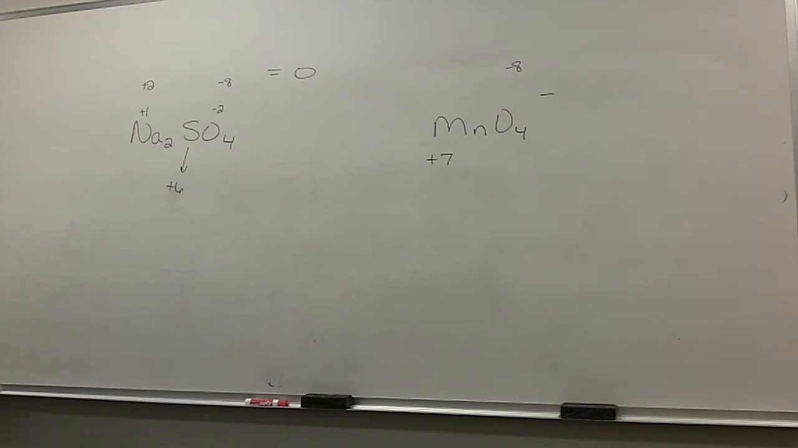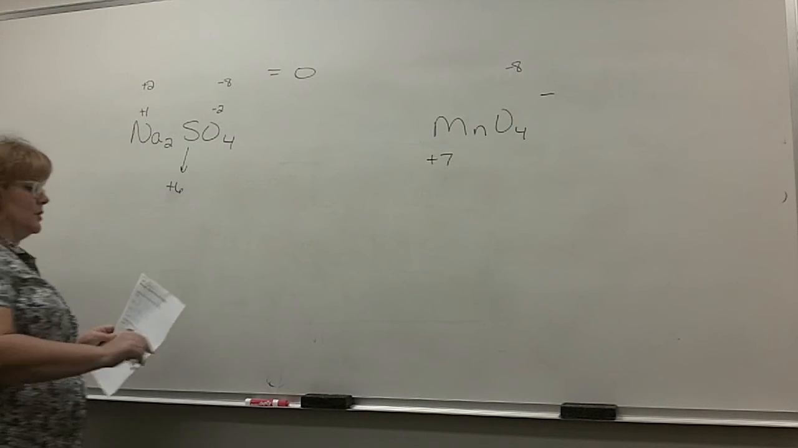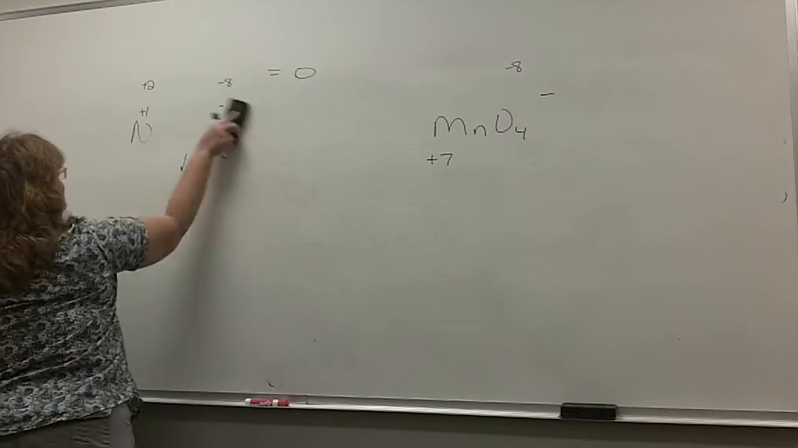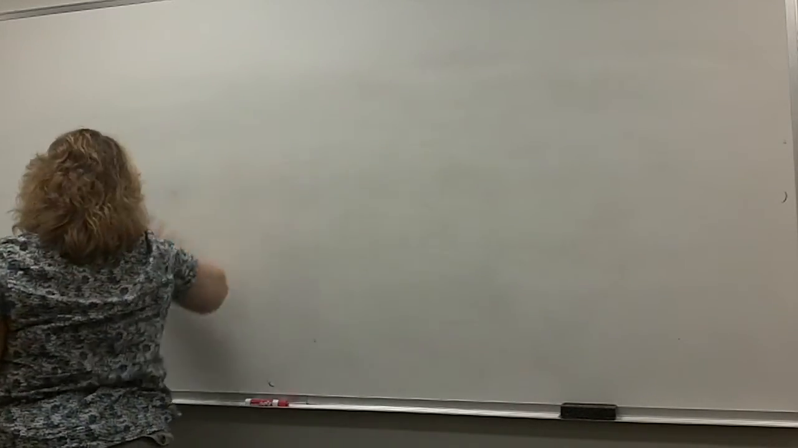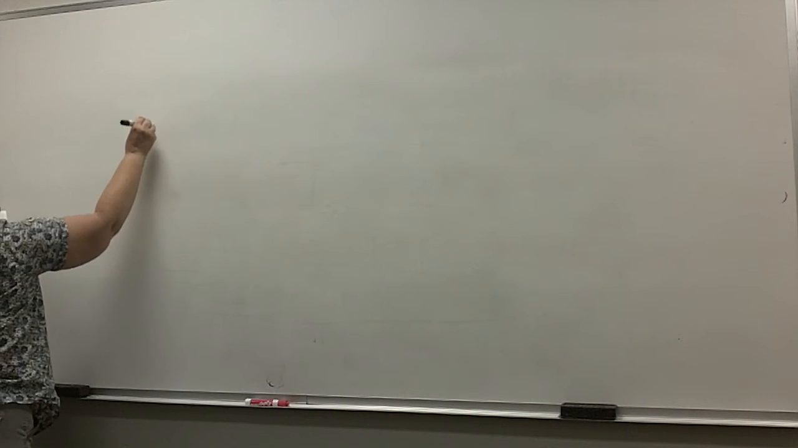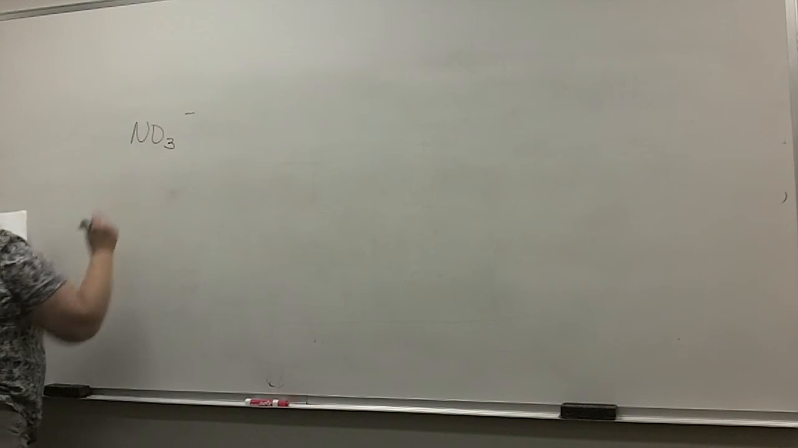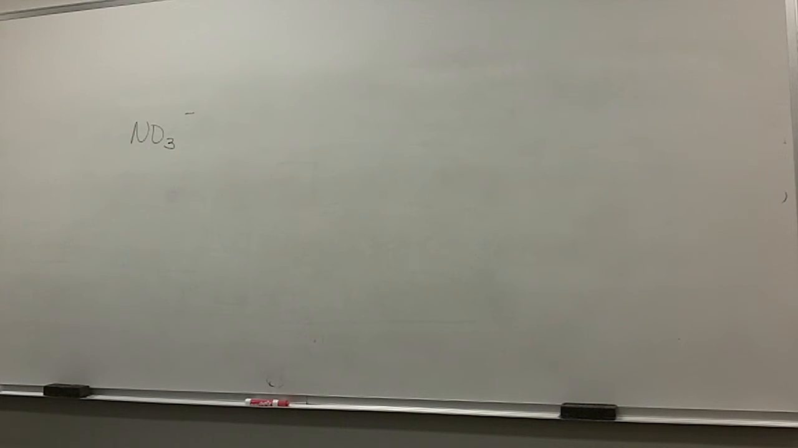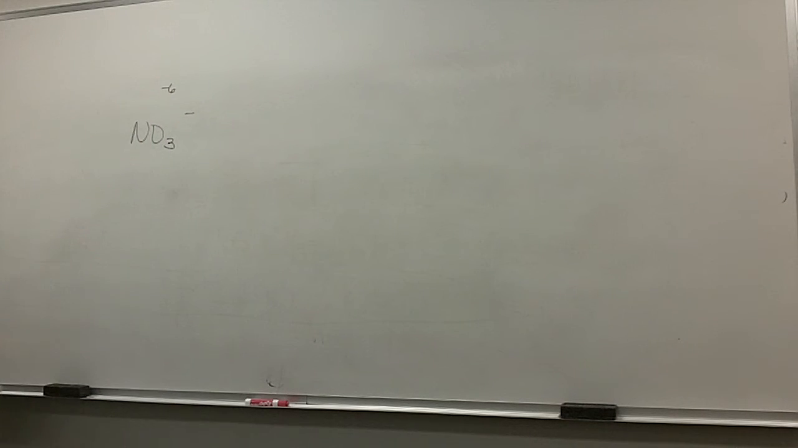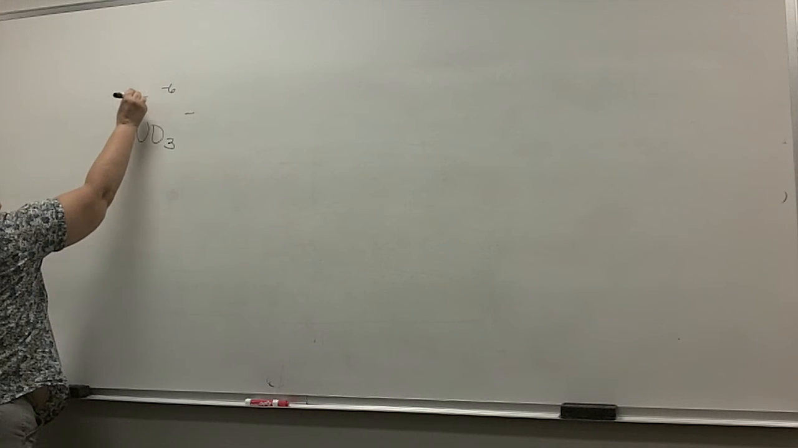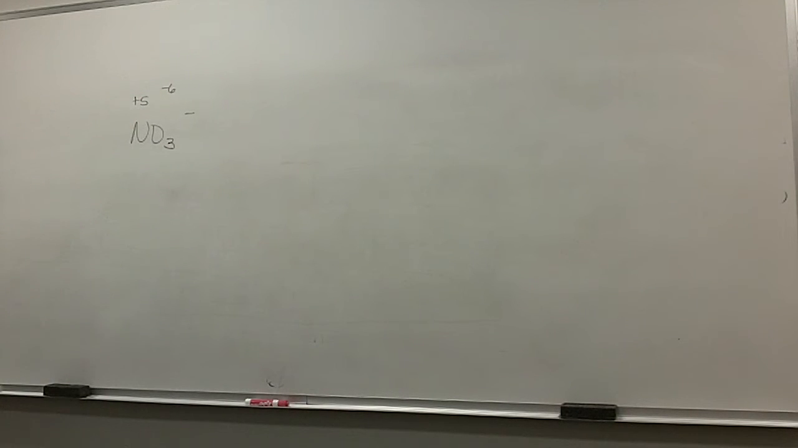Then the second part, you were to just identify the oxidation state of the nitrogens. So the first one we had NO3 minus. Again, oxygen is -2, and 3 times -2 is -6. So what does the nitrogen have to be in this case? +5.